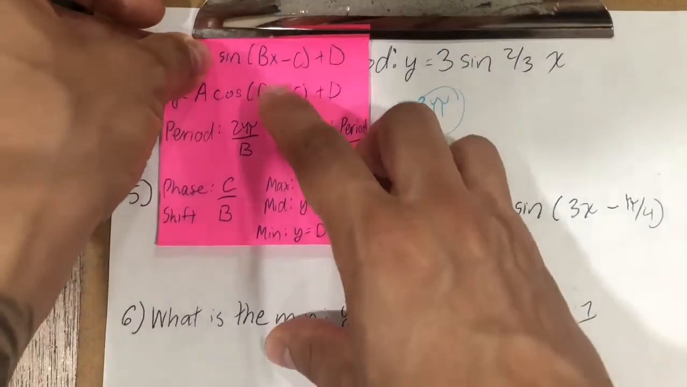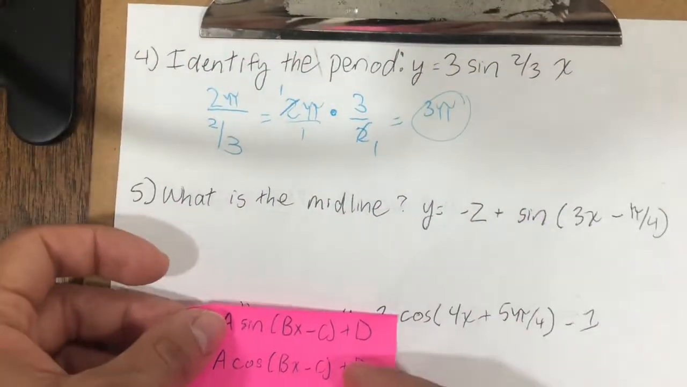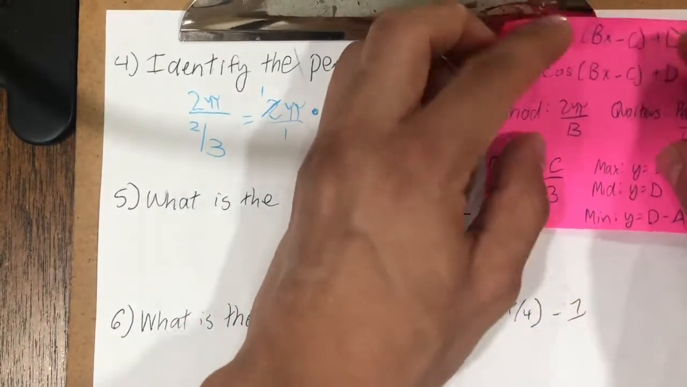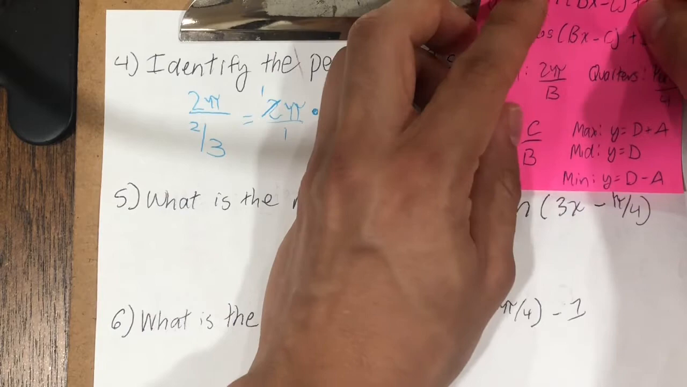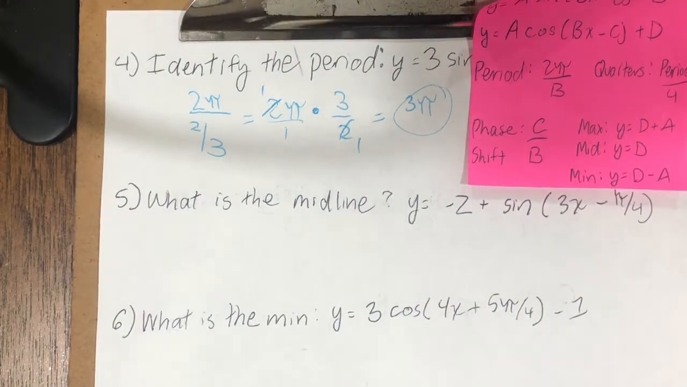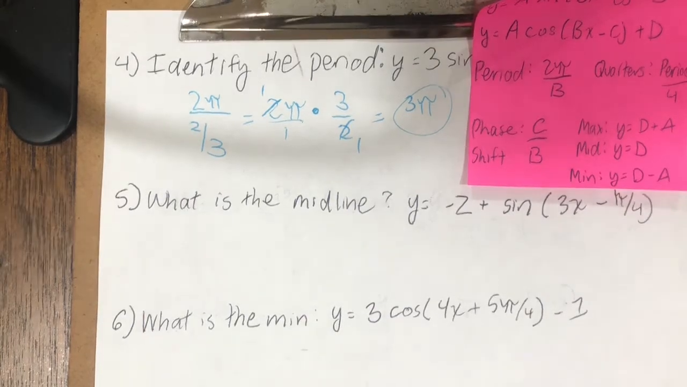So let's go ahead and figure out the midline. Let me put it right here. Actually, right here is better. Okay. So to figure out the midline, we just figure out what number is in the same spot as D.